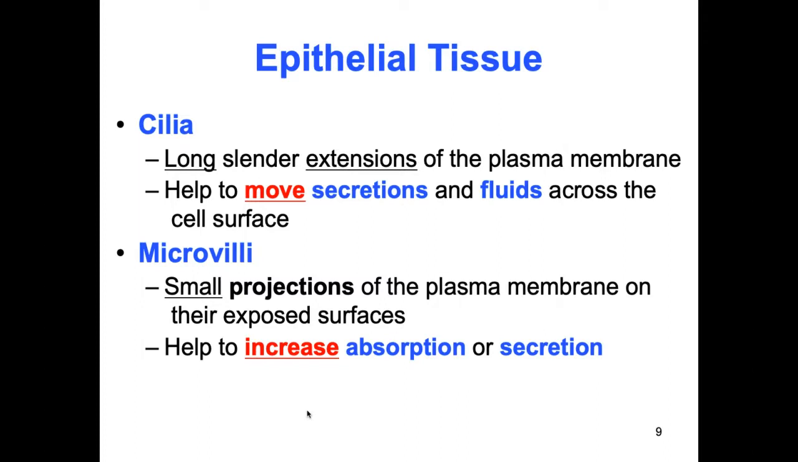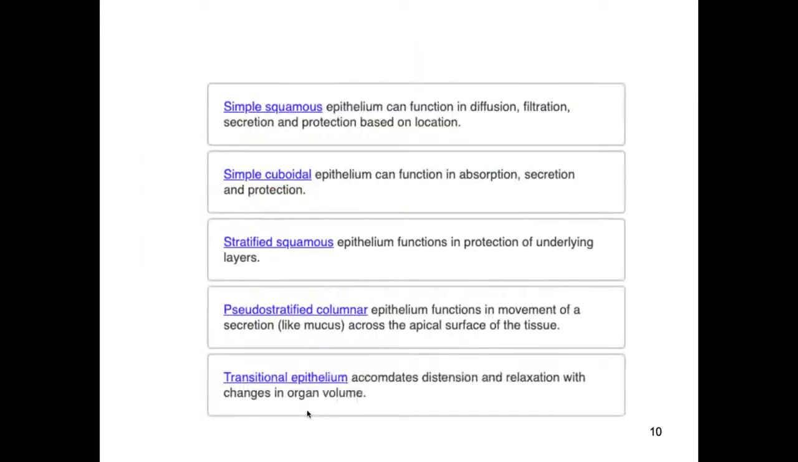So microvilli are really, really important for absorption of nutrients. Now, I've seen something like this show up in the past on some of the lab quizzes. So let's take a look at some of these descriptions. It was kind of like a drag and drop concept. So what type of epithelium can function in diffusion, filtration, secretion, and protection based on location?